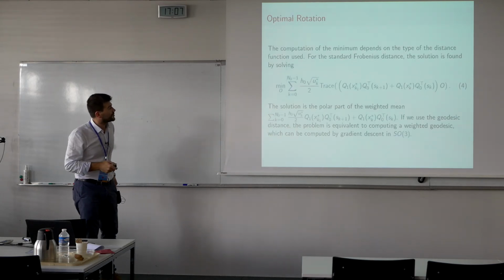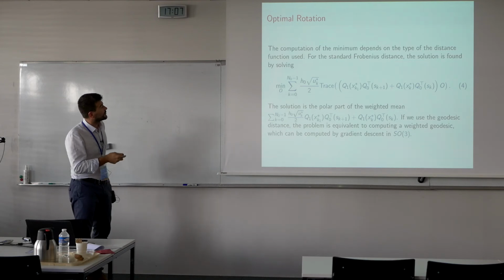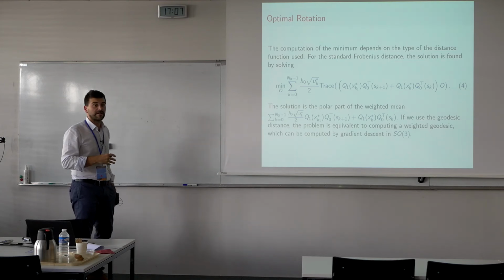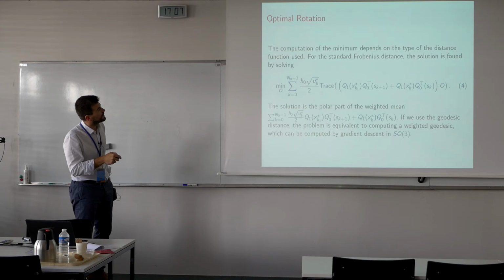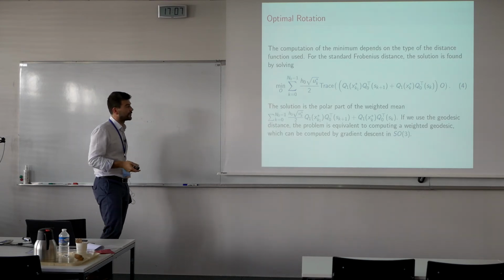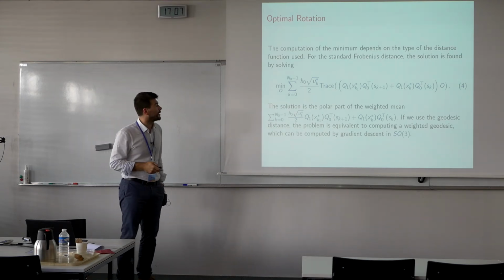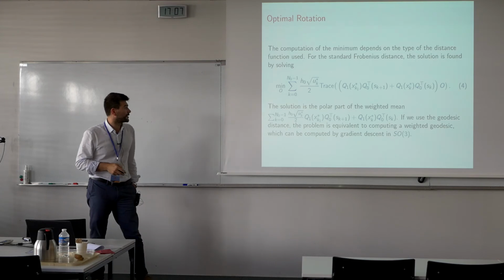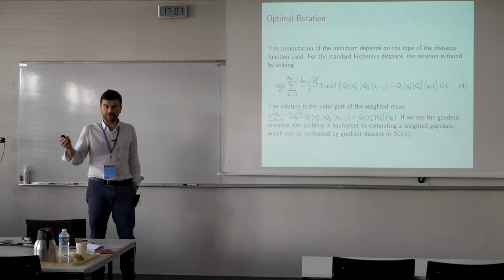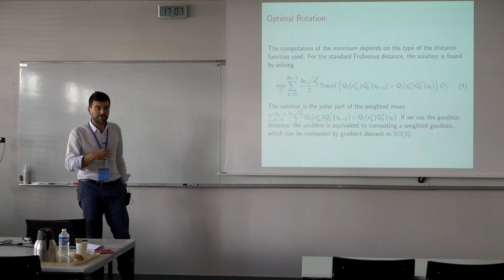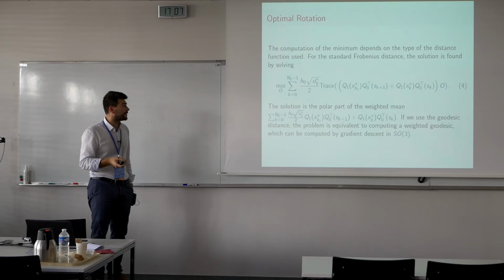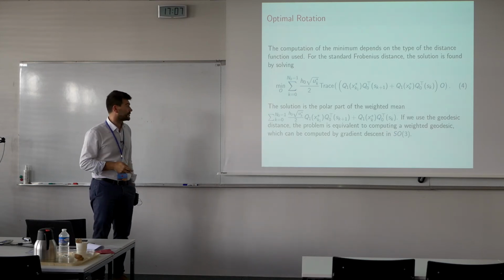And for the optimal rotation, there is a big manifold optimization part, so you just need to minimize that. In the case of the Procrustes distance, it's well known, and you just have to compute the polar part of the weighted mean. And if you use the geodesic distance on the rotation space, then you have a very efficient gradient descent algorithm to get the optimum.